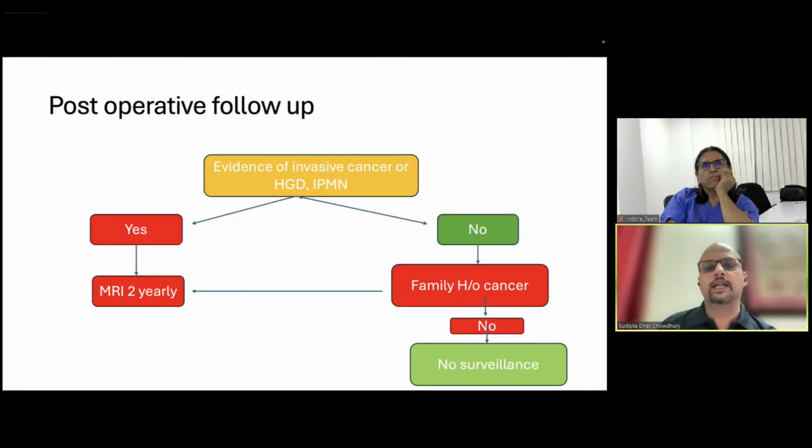So once a patient undergoes operation, how do we follow up this patient? Now, if the operation shows evidence of invasive cancer or high-grade dysplasia or IPMN, then we need an MRI at 2 yearly intervals. If there is no such feature, we look for a family history of cancer. If there's a family history of cancer, we need MRI at 2 yearly interval. However, if there is no family history of cancer, then the patient does not require any further surveillance.